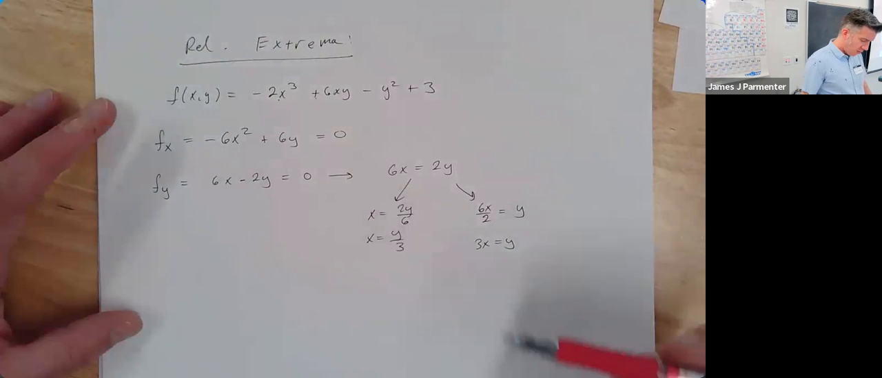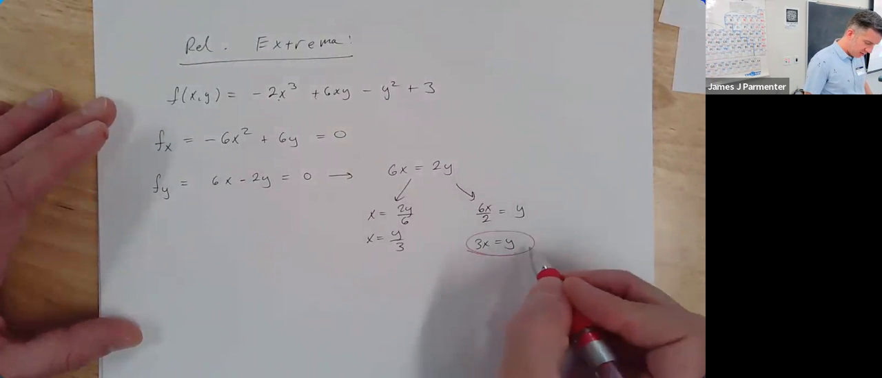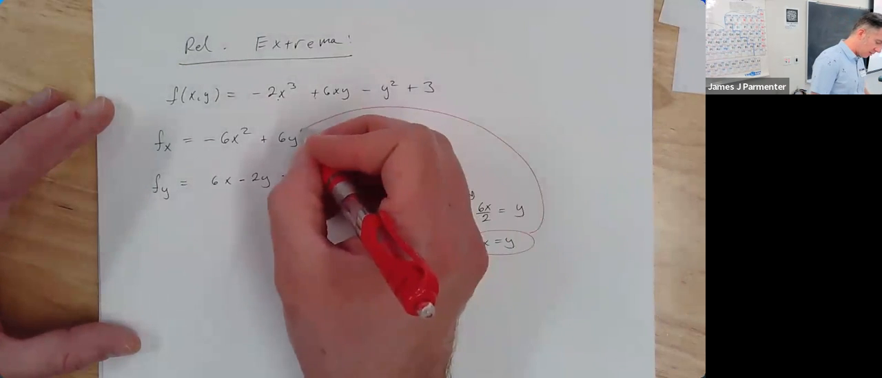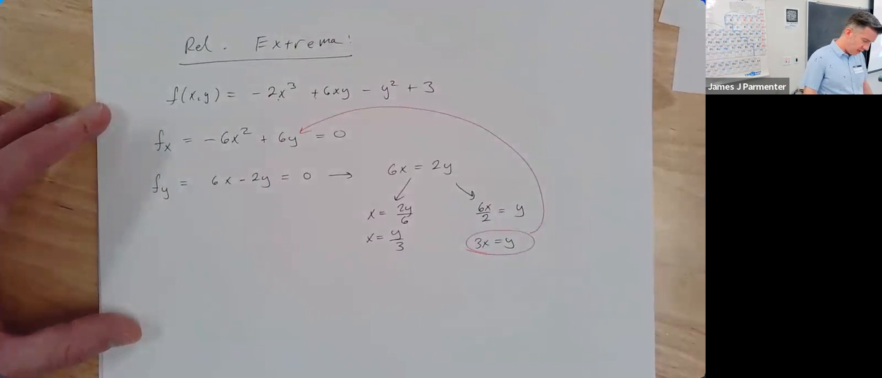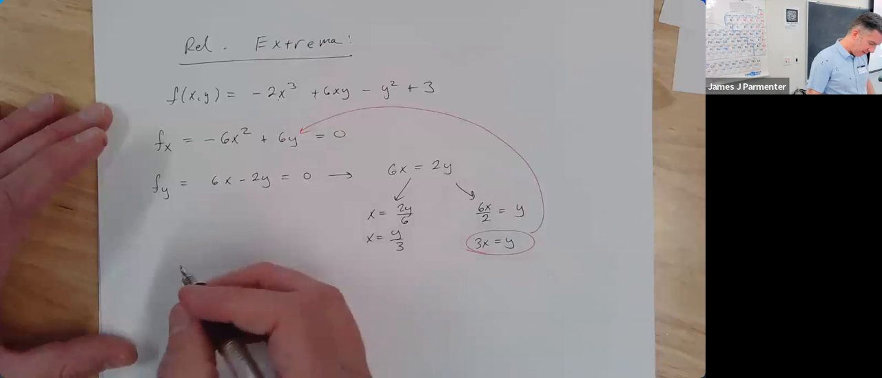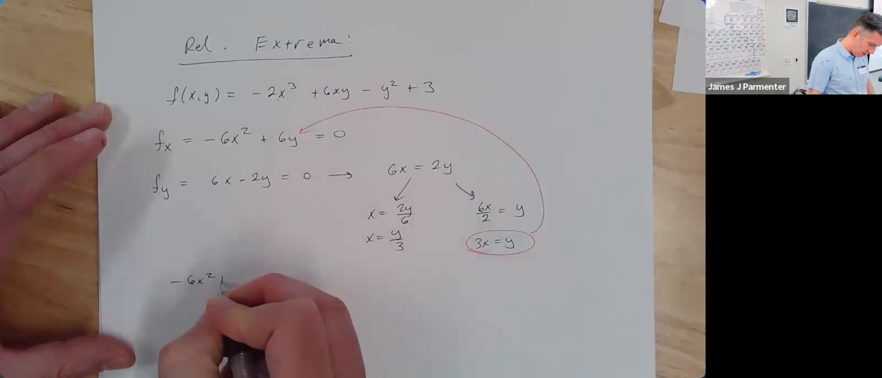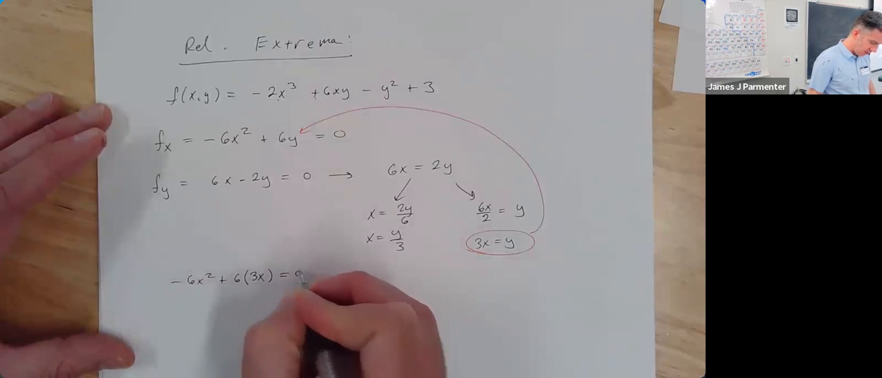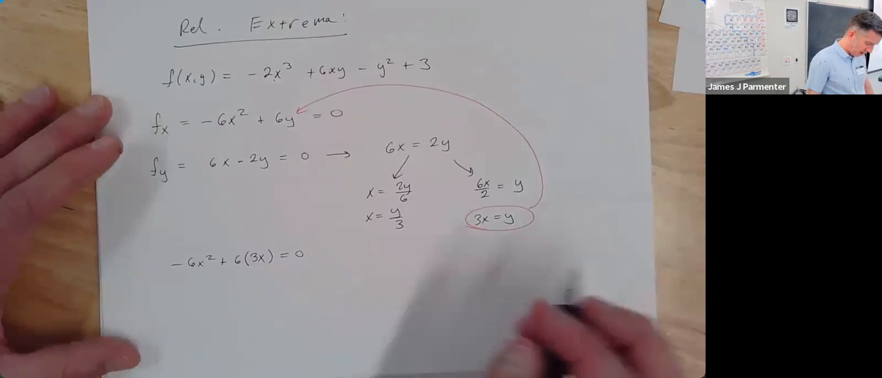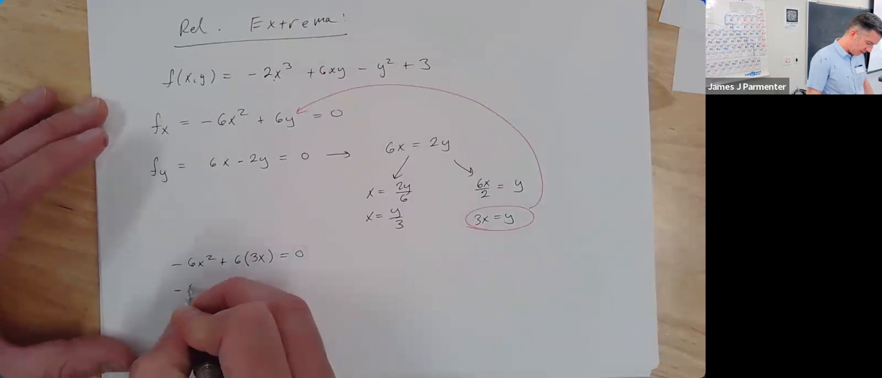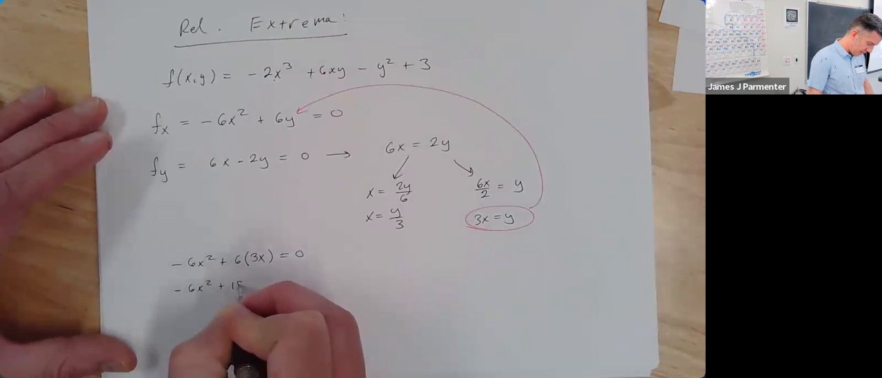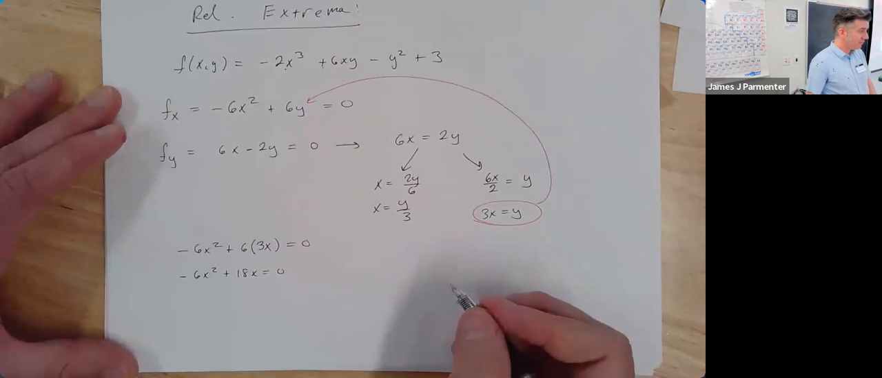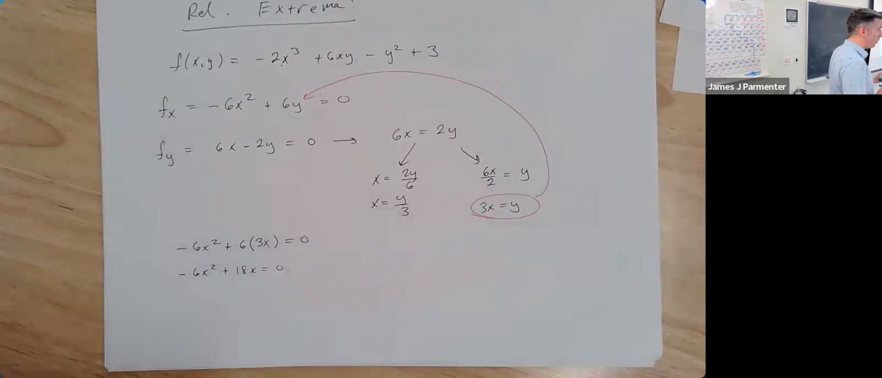So then we take that and substitute it into the other equation. Now I have negative 6x squared plus 6 times 3x equal to 0. Now I'm going to simplify this. So I have negative 6x squared plus 18x equals 0. I should factor. So, important point here.